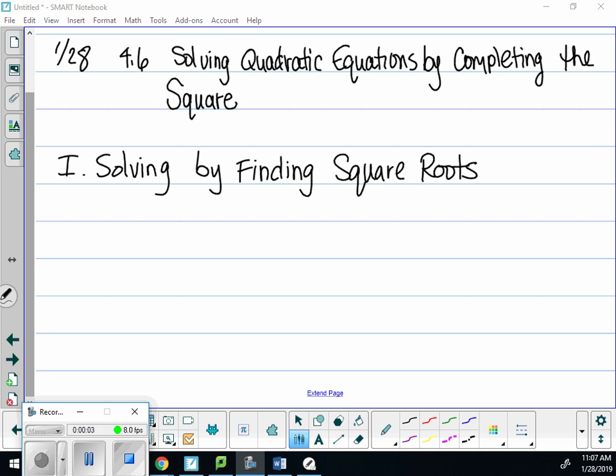Completing the square means that we are going to take the equation that we are given, and we are going to rewrite it in a way that we can have a perfect square, something squared equal to a number, take the square root of both sides and solve. Okay. Now the first step in this process is just looking at solving some equations by finding square roots.